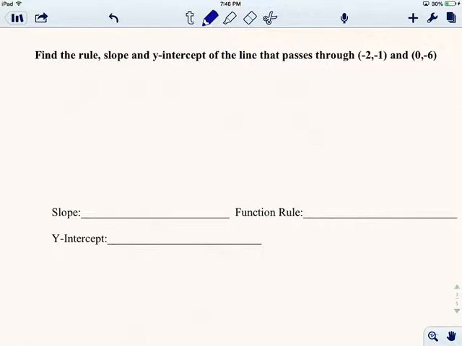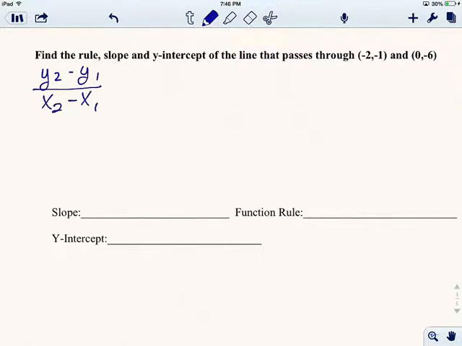Okay, so we're going to find the rule, the slope, and the y-intercept of a line that passes through these 2 points, (-2, -1) and (0, -6). This is one of the more complicated things we do, but it's okay because we know a bunch of the steps. My slope formula is y2 minus y1 divided by x2 minus x1.